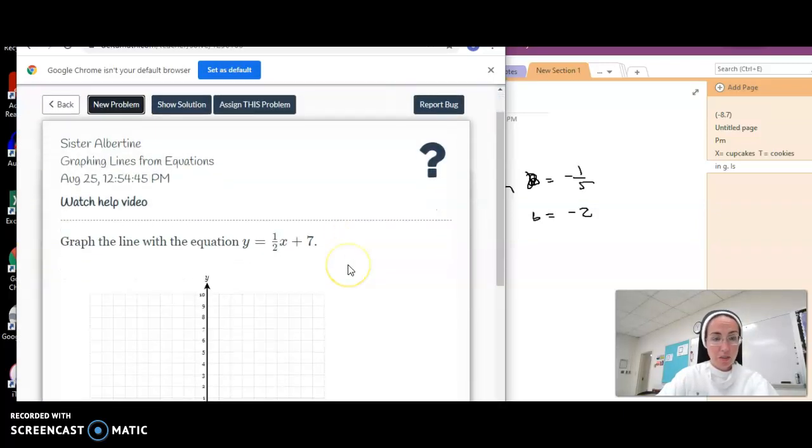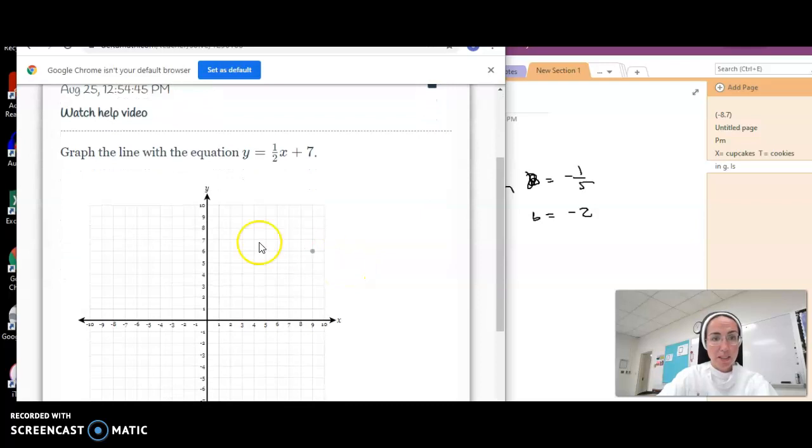So here's another one. 1/2 x plus 7, intercept of 7, slope of 1/2. It's positive, so it's increasing. I go up 1 over 2, and that's my line.